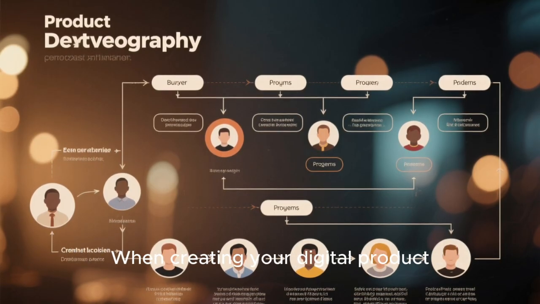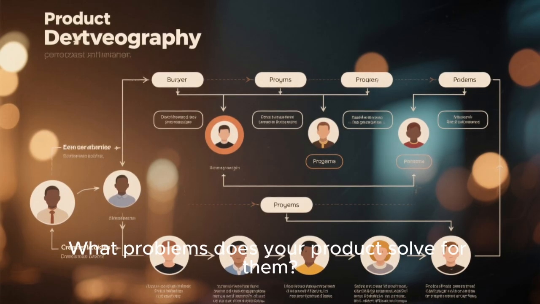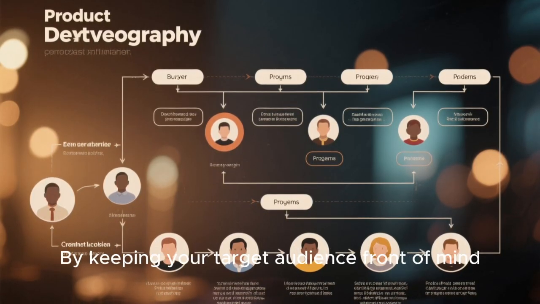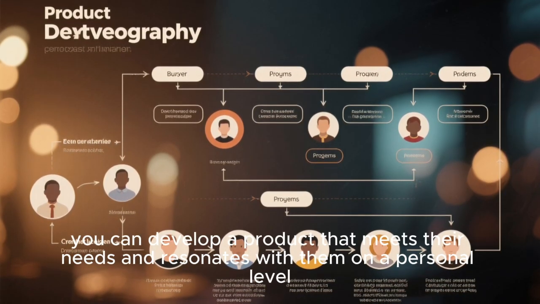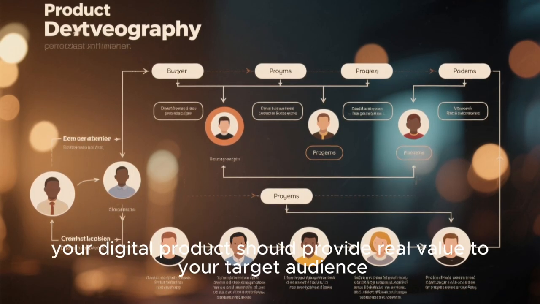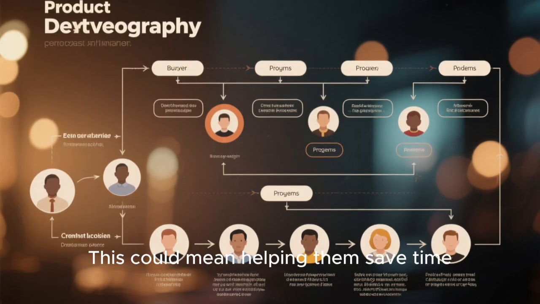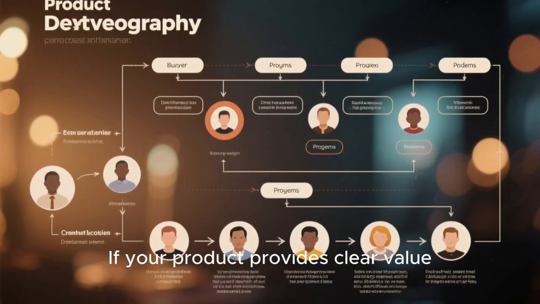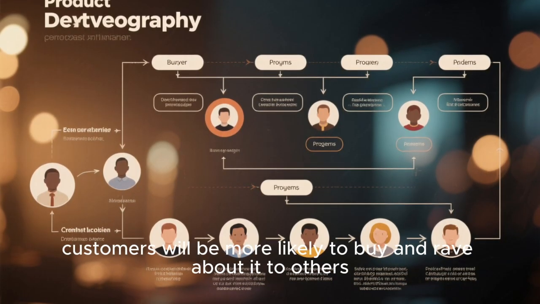When creating your digital product, keep your buyer persona in mind. What problems does your product solve for them? How does it fit into their workflow? By keeping your target audience front of mind, you can develop a product that meets their needs and resonates with them on a personal level. Remember, your digital product should provide real value to your target audience. This could mean helping them save time, improve efficiency, or achieve a specific outcome. If your product provides clear value, customers will be more likely to buy and rave about it to others.